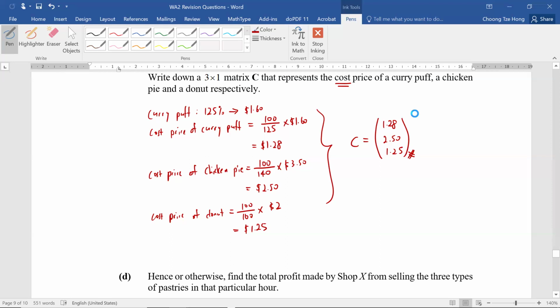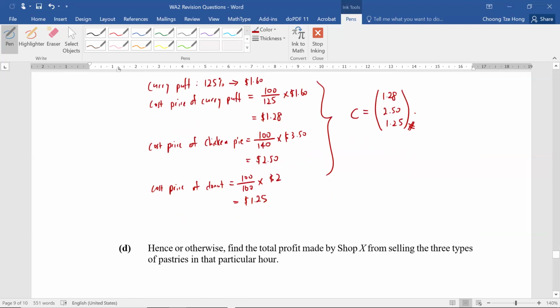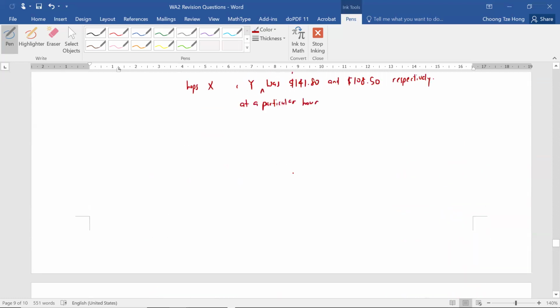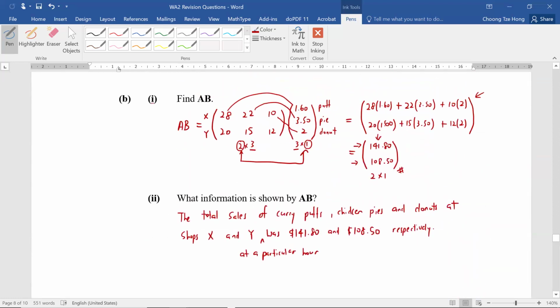Then in the last part of the question, they say hence or otherwise, find the total profit made by shop X from selling the 3 types of pastries in a particular hour. The total profit would be the total selling price minus the total cost price. The total selling price we have already gotten; it is this value for shop X in that particular hour. So now we need to calculate the total cost price, and then take the total selling price minus the total cost price for shop X.